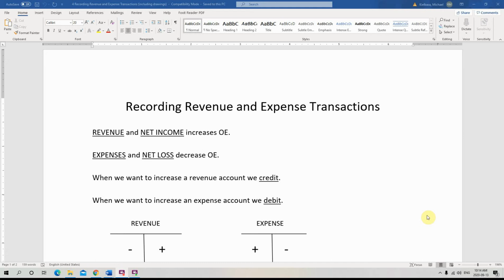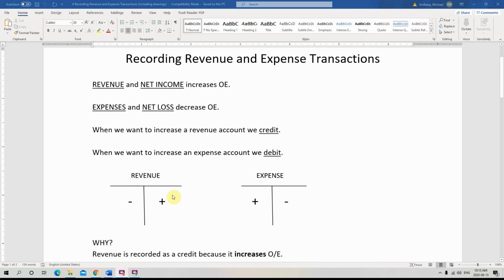So revenue or net income increases owner's equity, expenses or net loss decrease owner's equity. Now we're going to find that a net income or a net loss will see the effect on a balance sheet. We won't see the effect on the T accounts. Now, when we want to increase a revenue account, we are going to credit. And when we want to decrease a revenue account, we're going to debit. So the rules are here.